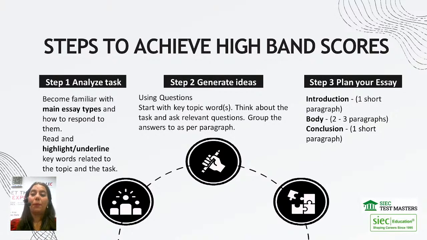Now, the third step is to plan the essay. What do we mean by that? In planning the essay, we have the introduction as the first paragraph, one short paragraph, the very first one. Then we follow with the body. Body paragraphs explain those ideas which we wrote earlier, like the five W's and the how. We talk about those in the body paragraphs, and then keep one short paragraph for the conclusion. This is how we structure it.